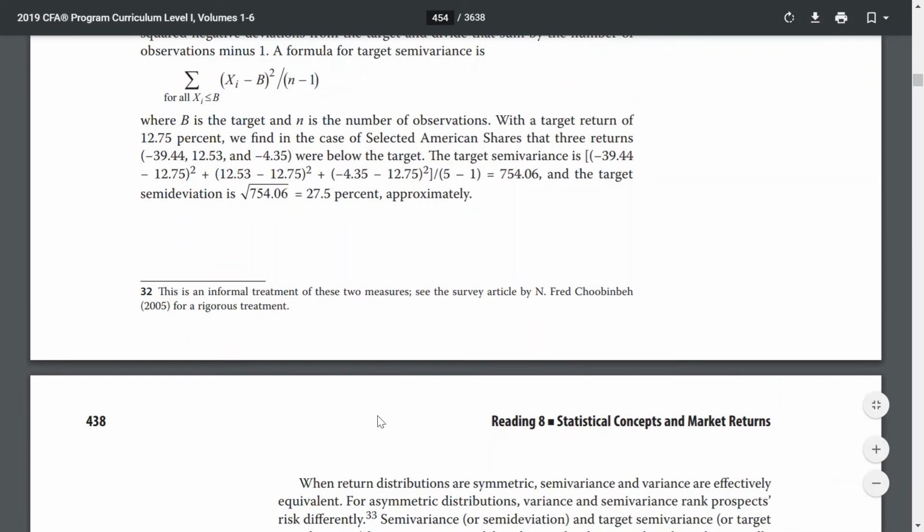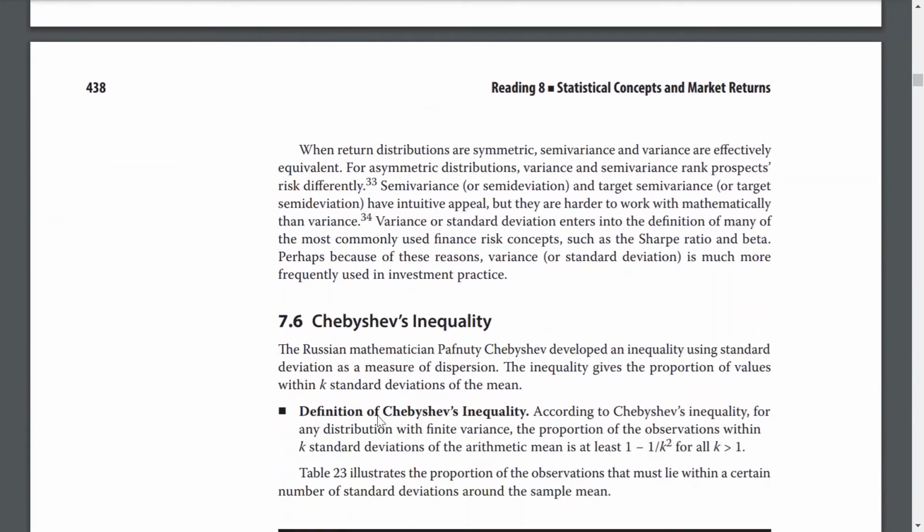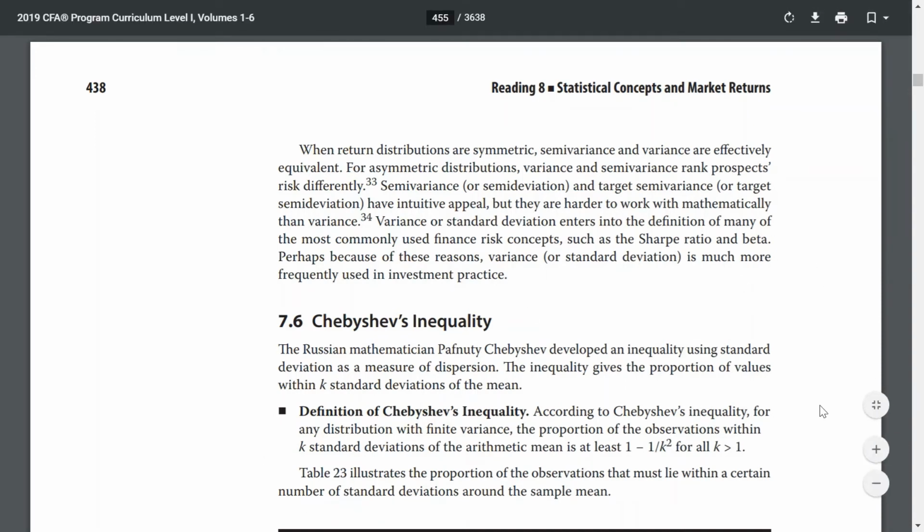When return distributions are symmetrical, semivariance and variance are effectively equivalent. For asymmetric distributions, variance and semivariance rank prospects' risk differently. Semivariance or semi-deviation and target semivariance or target semi-deviation have an intuitive appeal, but they are harder to work with mathematically than variance. Variance or standard deviation enters into the definition of many of the most commonly used financial risk concepts, such as the Sharpe ratio and beta. Perhaps because of these reasons, variance or standard deviation is much more frequently used in investment practice.